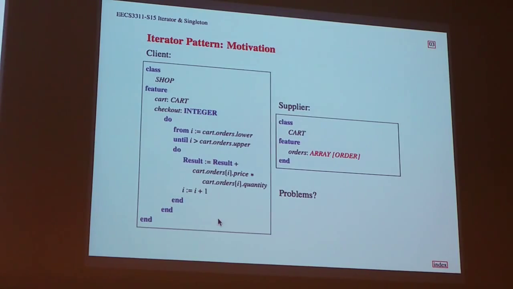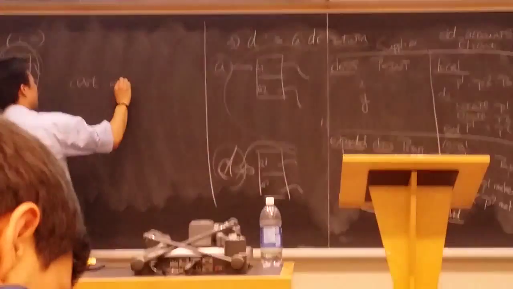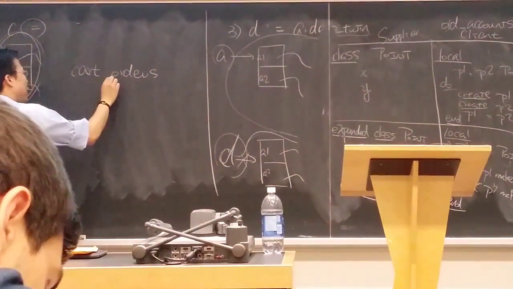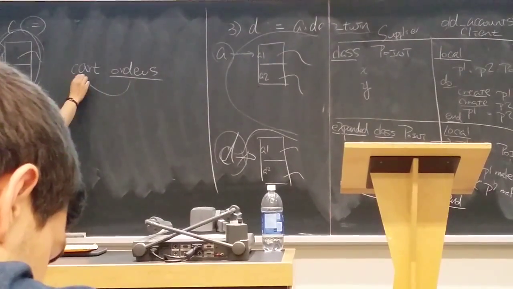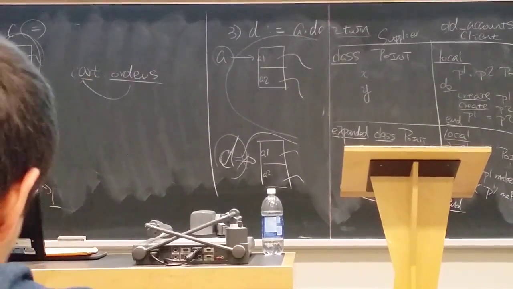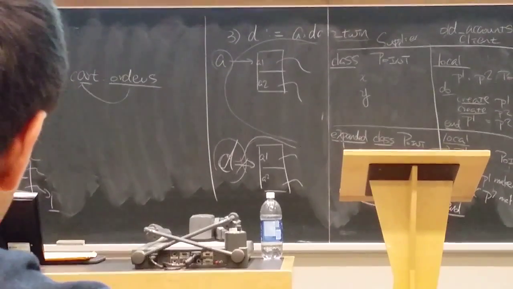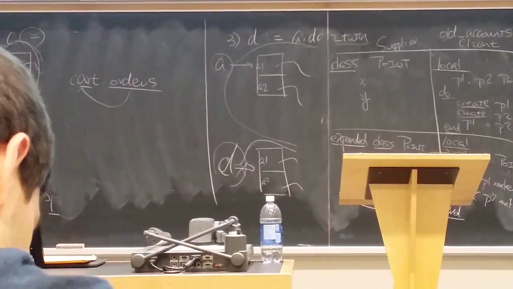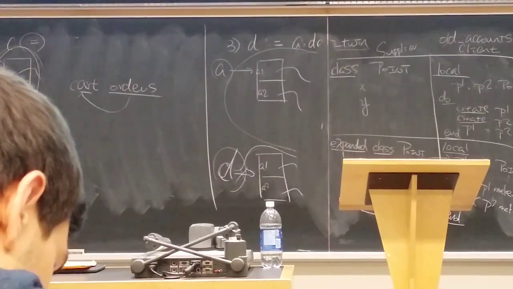I don't think this part is necessary anymore. So to be more precise, let's say I add none here, so the feature is exported to none. Then on the client side, if I say cart.orders, which means I'm trying to access the orders through this cart, this will not be allowed anymore. That's actually good, because that will prevent the clients from depending on the supplier's secrets.